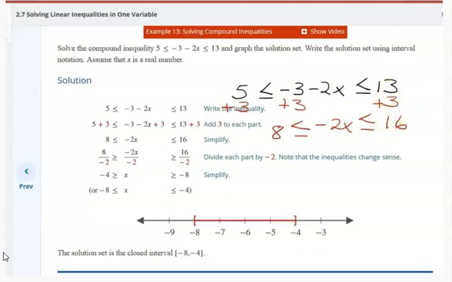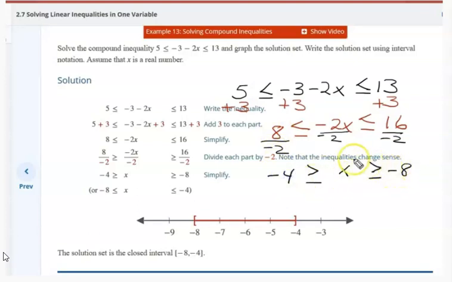Now here, it's interesting what we're going to be doing. Watch this carefully, because now we're going to get rid of our negative 2 to isolate a positive x. But when we do divide by negative 2, to keep this statement true, I have to reverse all my inequality signs. So this will become greater than or equal to. This will become greater than or equal to. And this is going to be a negative 8 here. This is going to be an x. And this is going to be a negative 4.